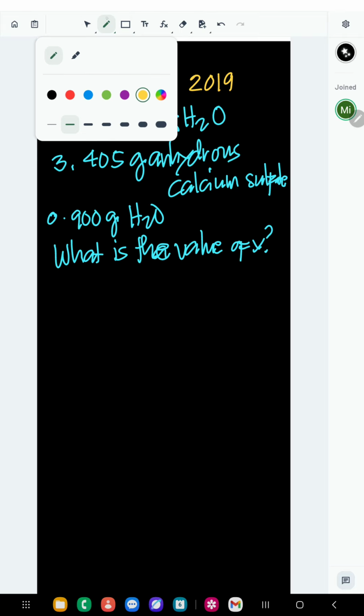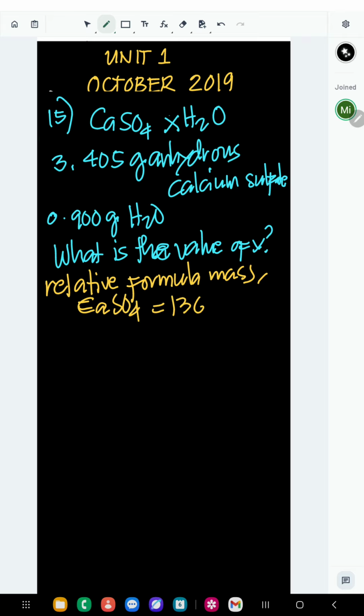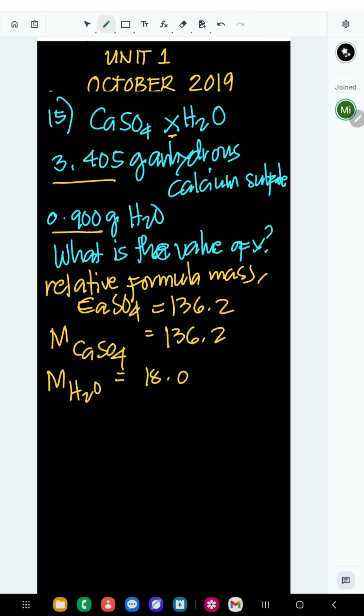Okay, we're given the relative formula mass for calcium sulfate. This is 136.2. Now we solve for the value of X, the multiplier here. We're given the mass of anhydrous calcium sulfate, and we're also given the mass of water. So we need the molar masses of each of these. Molar mass of calcium sulfate, that is just 1 times calcium plus 1 times sulfur plus 4 times oxygen. So this is just 136.2 grams per mole. And then molar mass of water, that is 18.0 grams per mole.